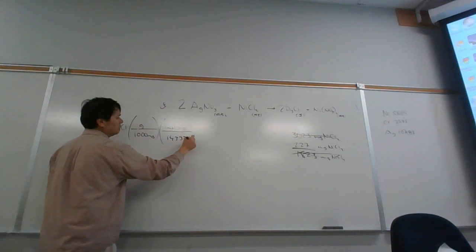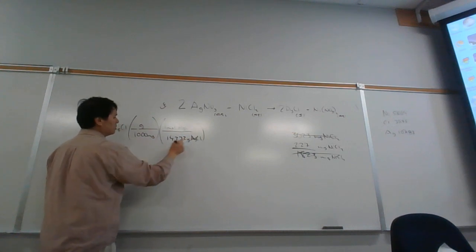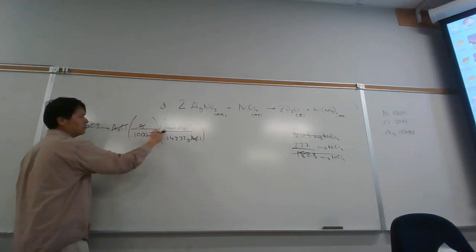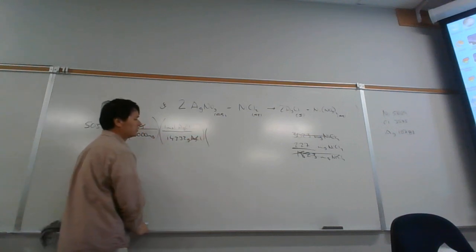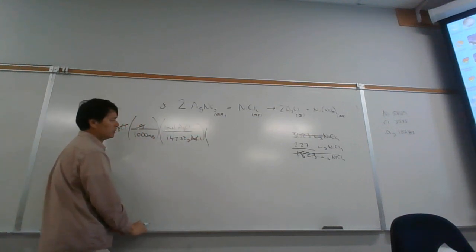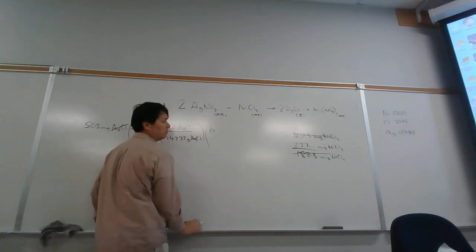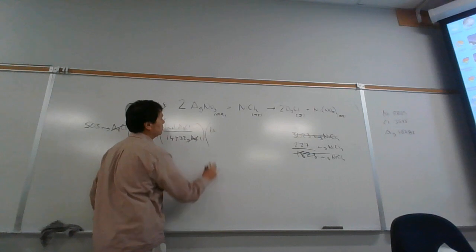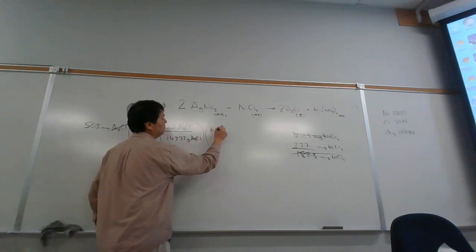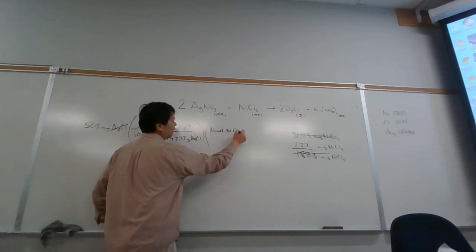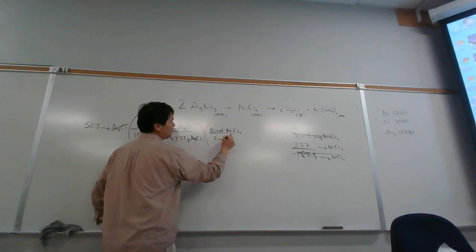143.32 grams. Okay, so the grams of silver chloride cancel, that leaves us with moles of silver chloride, and then moles of silver chloride to what? Moles of chloride, 1 to 2 ratio. All right, what's the mole ratio? 1 to 2. Okay, so 1 mole of nickel chloride for every 2 moles of silver chloride.